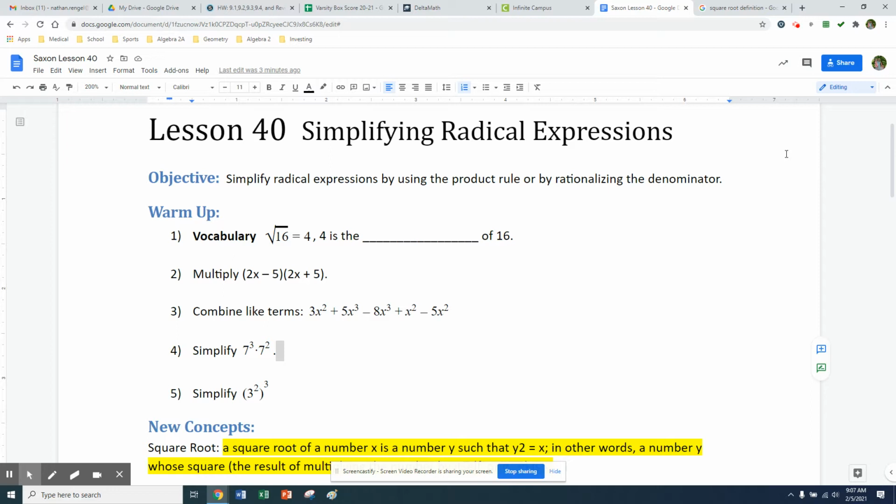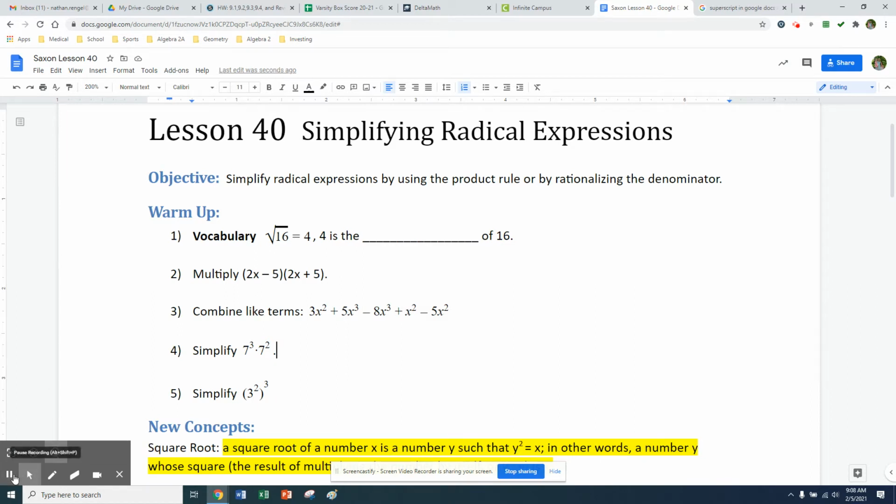Welcome to Lesson 40, where we are going to work on the skill of simplifying radical expressions. As we continue in the second half of our school year, we are going to use this skill as we move into looking at the Pythagorean theorem in Lesson 41, and then we'll continue looking at how we can work with radicals such as square roots, cube roots, and so on.